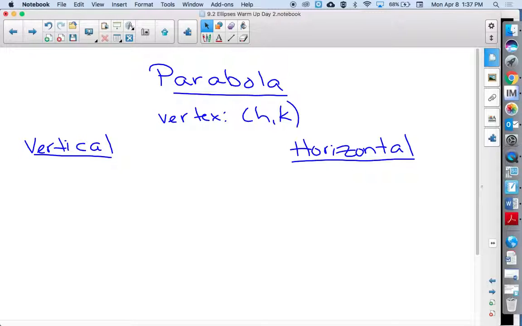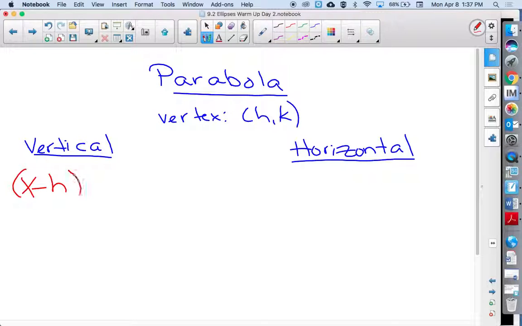So if it's a vertical parabola, what's our squared term? Brandon? X. That's the one that you always grab, x squared. X squared makes it go up, makes it go down. So the x squared is with the h. X and h are always together. There's the equal sign. What's on the other side of the equal sign, Brandon? 4a times y minus k. Yeah, and instead of a, it's a p. 4p. Yeah, and then y minus k.